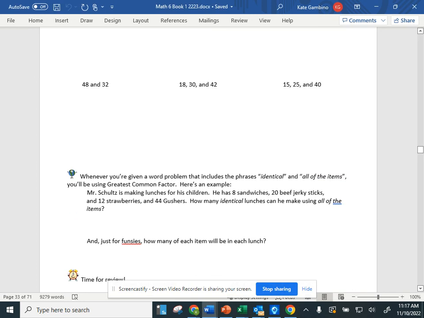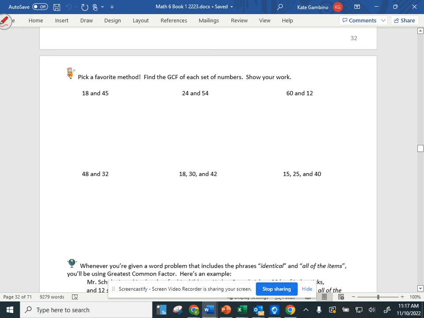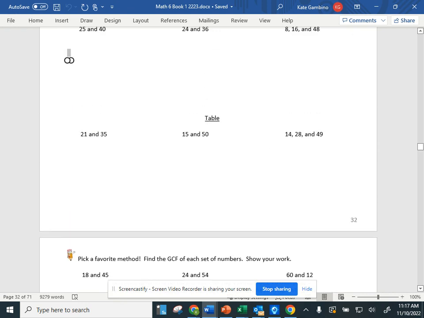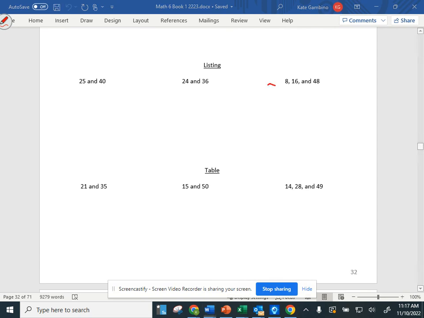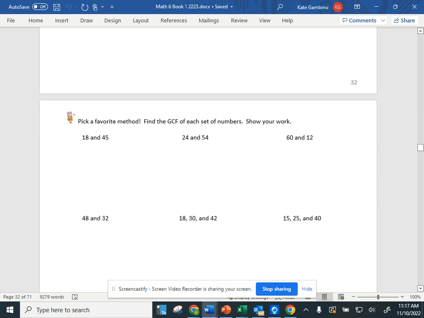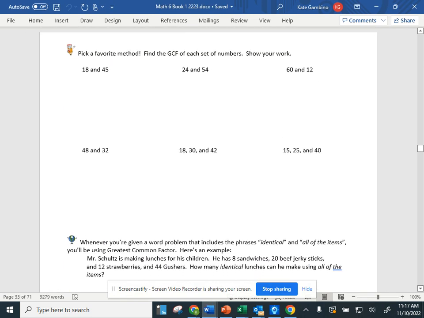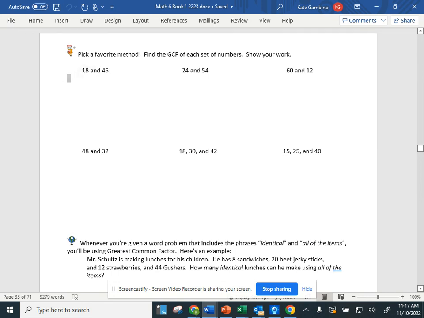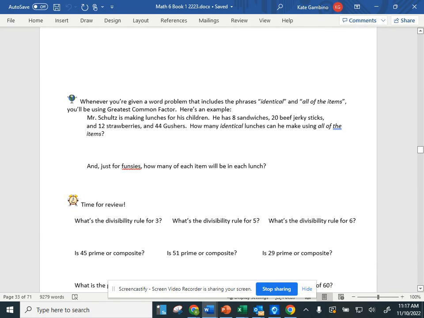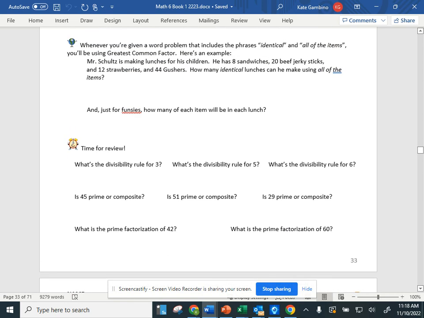So on the first page, make sure that you go back and you do the one that we did not do. List for all three of them. Okay, so list for all three. Then on the second page, pick your favorite method. You could do listing for one, you could do prime factorization for another. You only have to do one method for each set of numbers. Then do the word problem, then do the review.